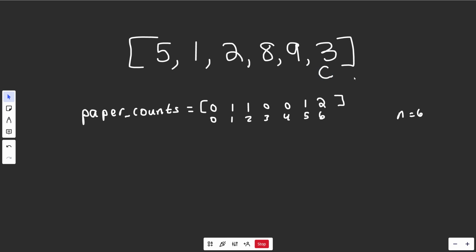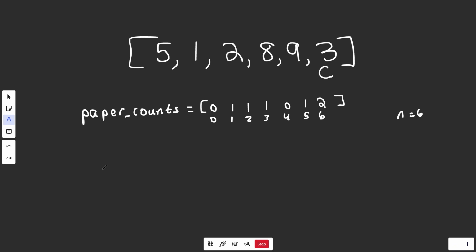We go over to this value of 3. Okay, we have a paper with 3 citations. Okay, so as a reminder what this means, we have 1 paper with 1 citation, 1 paper with 2 citations, 1 paper with 3 citations, we have 1 paper with 5 citations, and 2 papers with at least 6 citations.